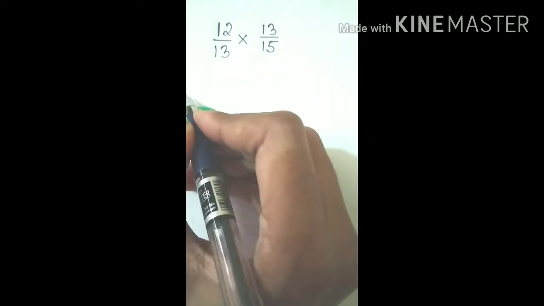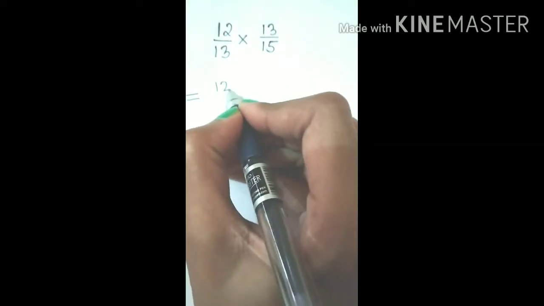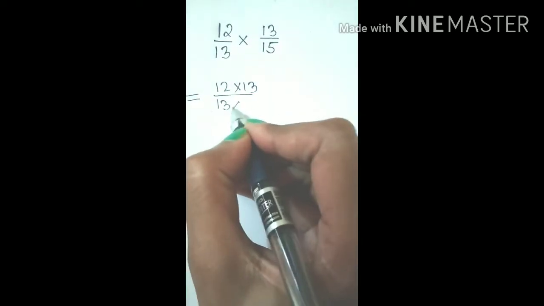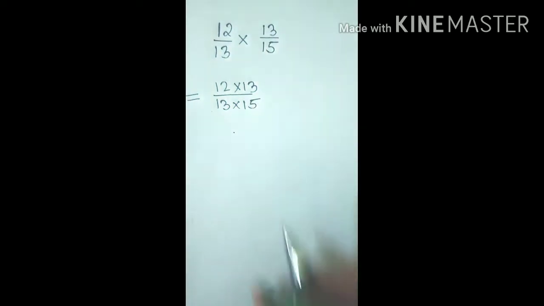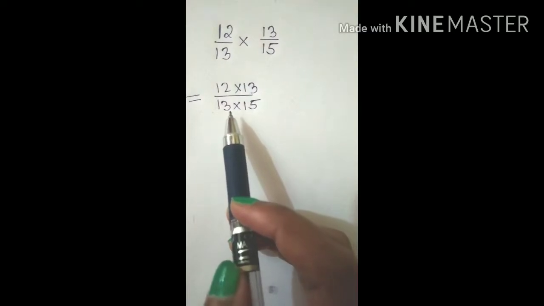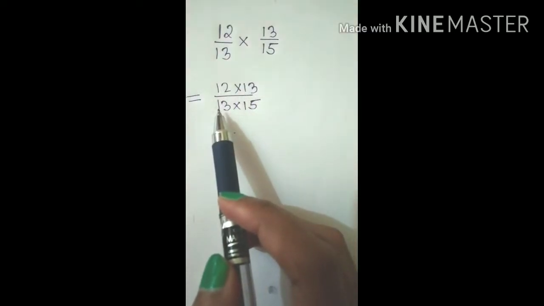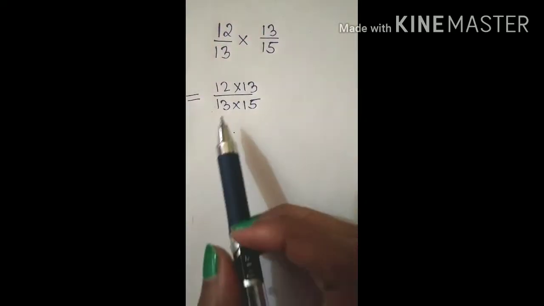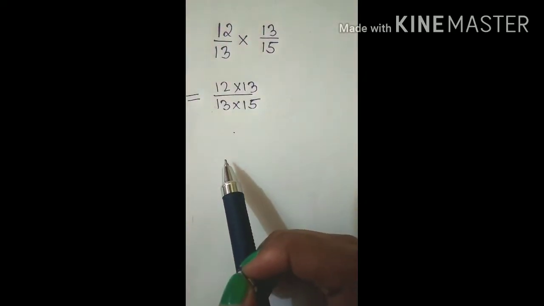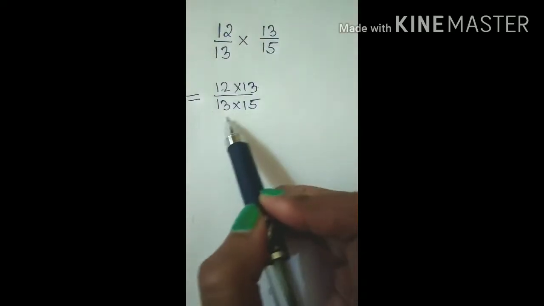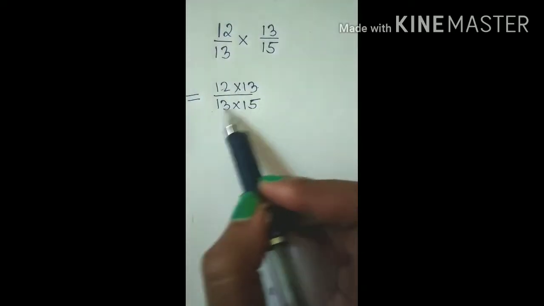So we can also write these fractions as 12 multiplied by 13 divided by 13 multiplied by 15. Students, before carrying out the multiplication, let us first simplify the numbers with a common factor. Means we will use the cancellation method. Now, in order to use the cancellation method, we need to first identify the numbers in the numerator and the denominator that have a common factor.